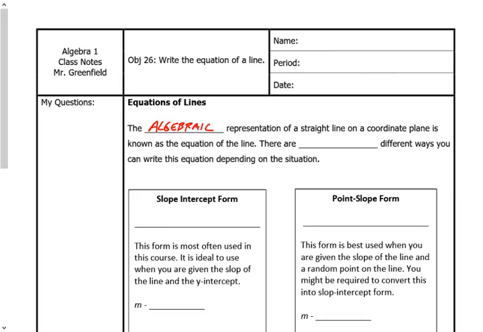Now, there are three different ways that we can write this equation depending on what we're given. And in this section, we're actually allowed to do several different ways to get the same answer. What you end up choosing is going to be really your personal preference. I'm going to show you a bunch of different ways to solve these problems, and you're going to have to choose which one works best for you.